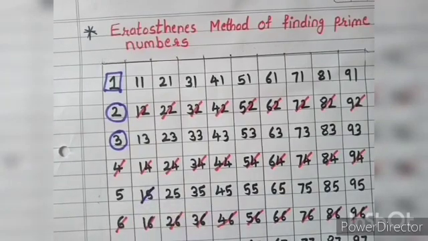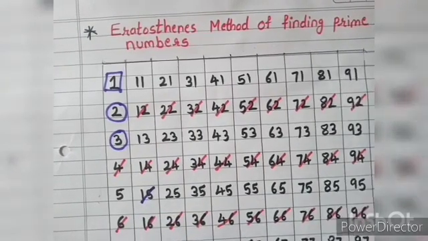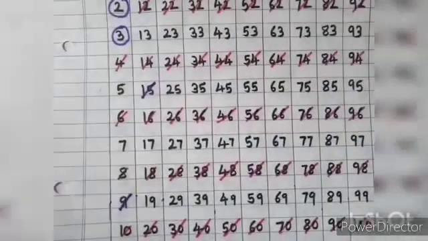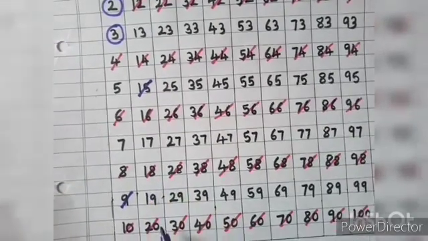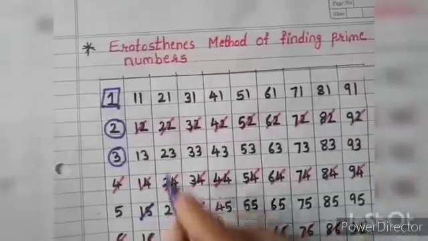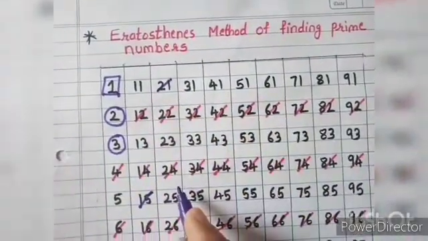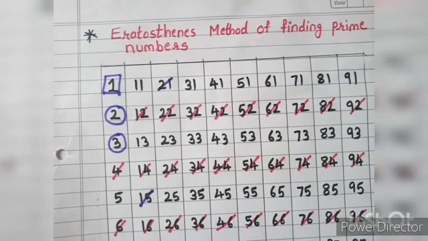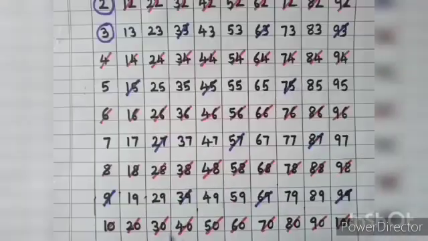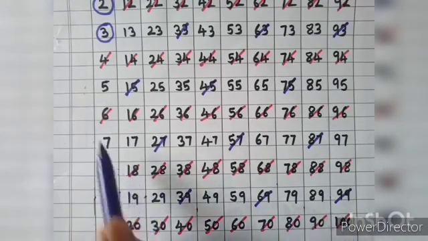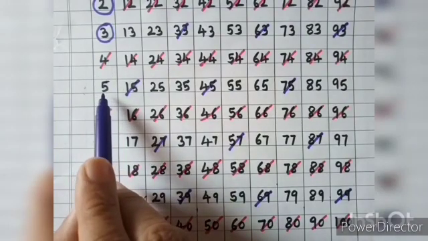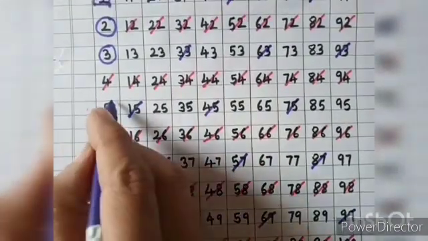Next multiple of 3 is 15. So strike out that number. After 15, next multiple of 3 is 18. Already we have done because 18 is a multiple of 2 also. Next multiple of 3 is 21. So strike out. In this way you have to strike out all multiples of 3. Now we have struck out all multiples of 3 till 100. So last multiple of 3 is 99 in between 1 to 100. So after 3, next prime number is 5. So circle 5.